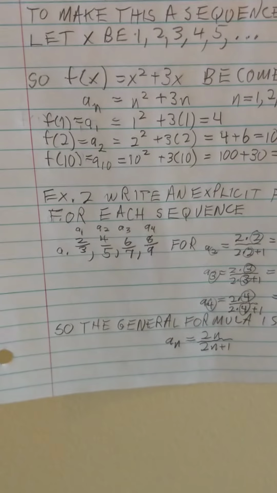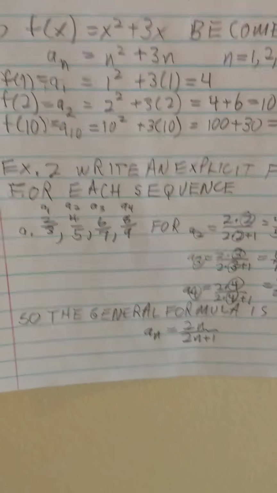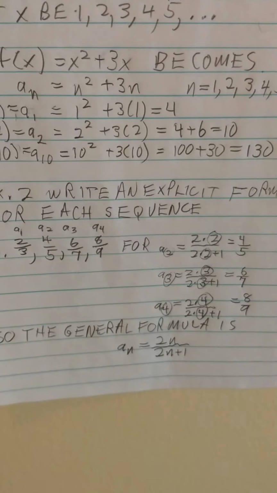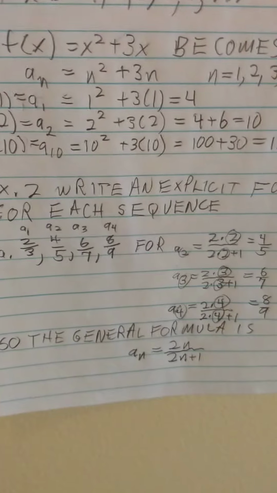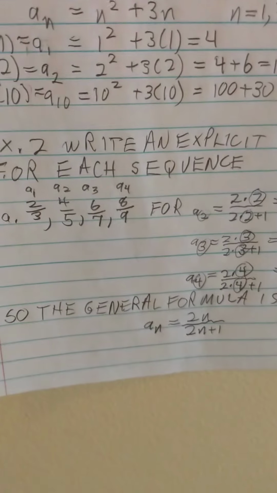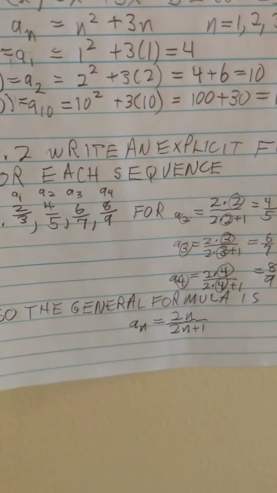So now, for example 2, let's write an explicit formula for each sequence, starting with this fraction sequence. So a1, 2, 3, and 4 will be 2 thirds, 4 fifths, 6 sevenths, and 8 ninths. Now, as we look at the sequence, we can see that it is 2 times n over 2 times n plus 1.